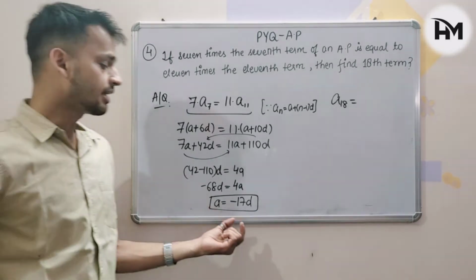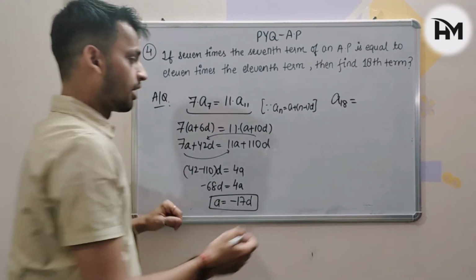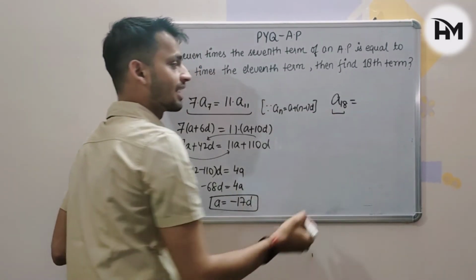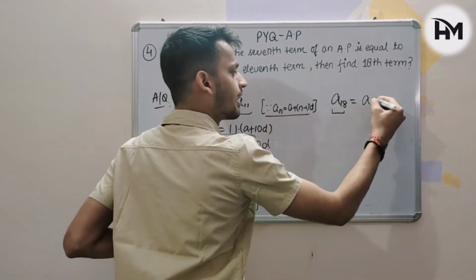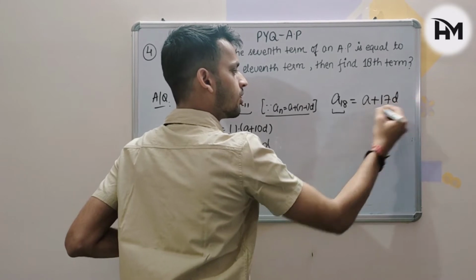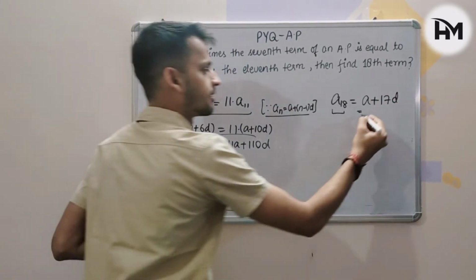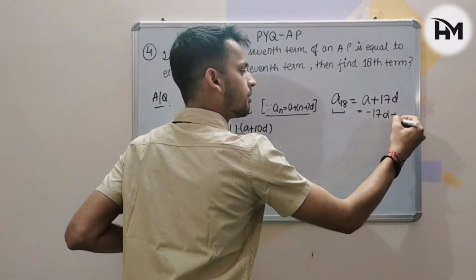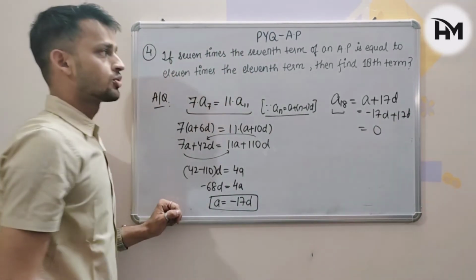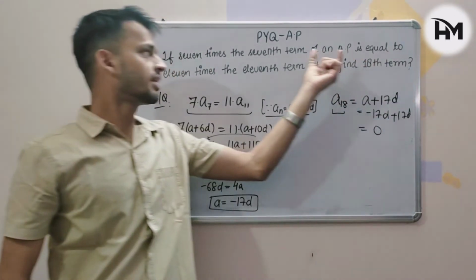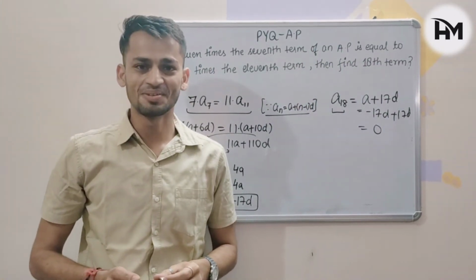So what value of a did we get? In terms of d we have obtained it. So we need to find the 18th term. The 18th term according to this formula will be a plus 17d. So what was the value of a? Minus 17d plus 17d. We obtained 0. So the 18th term for the given AP is nothing but 0.